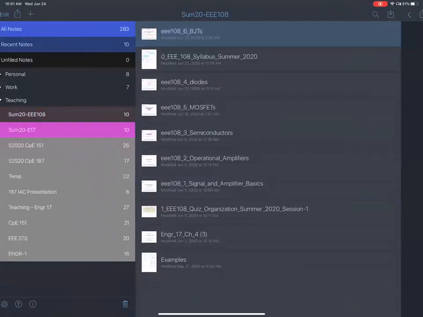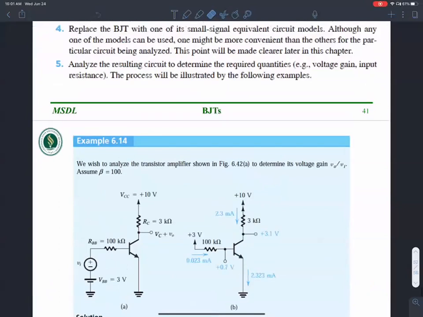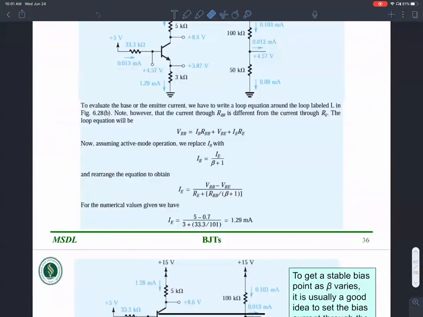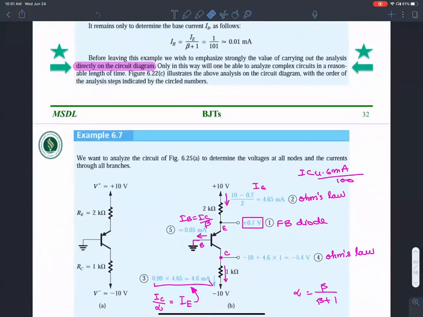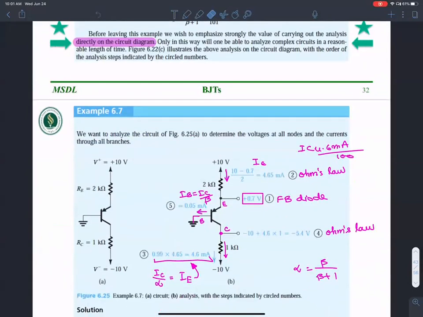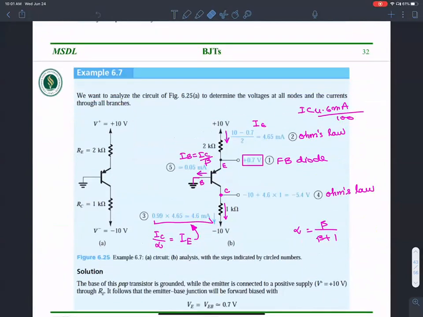Let's see. We started talking about bipolar junction transistors. In bipolar junction transistors, we came so far as to do the DC analysis using different operating conditions and finding out the operating condition.